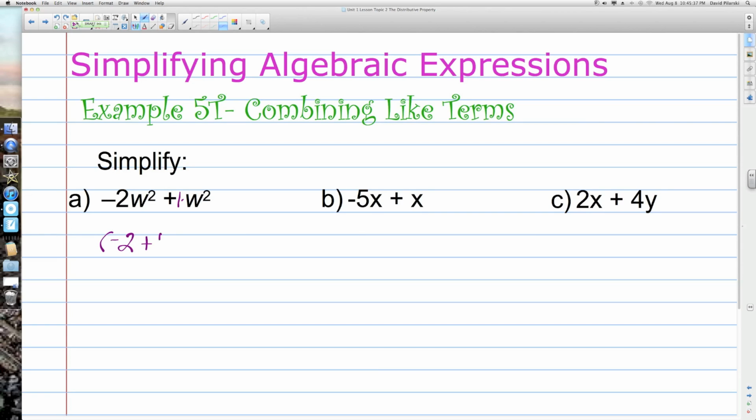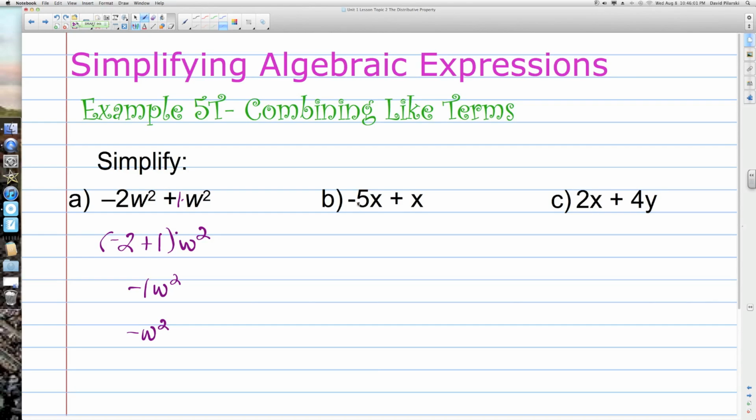Negative 2 plus 1 with the like term on the outside. And then we add these two. Negative 2 plus 1 is negative 1. And that would be w squared. And technically we don't need that 1 in there, so this could just be negative w squared, or the opposite of w squared.